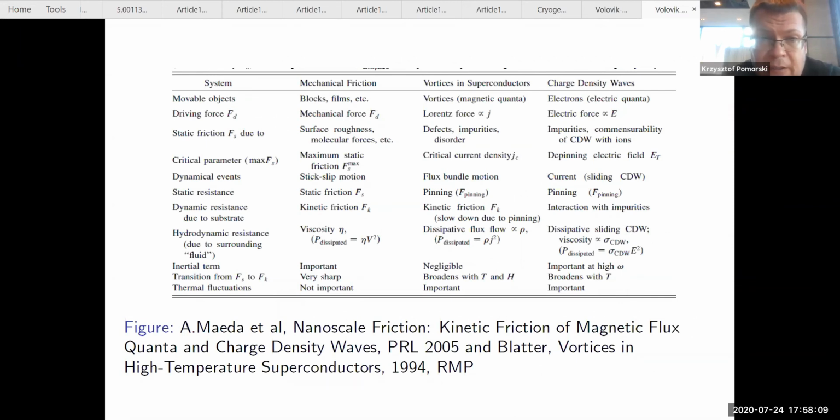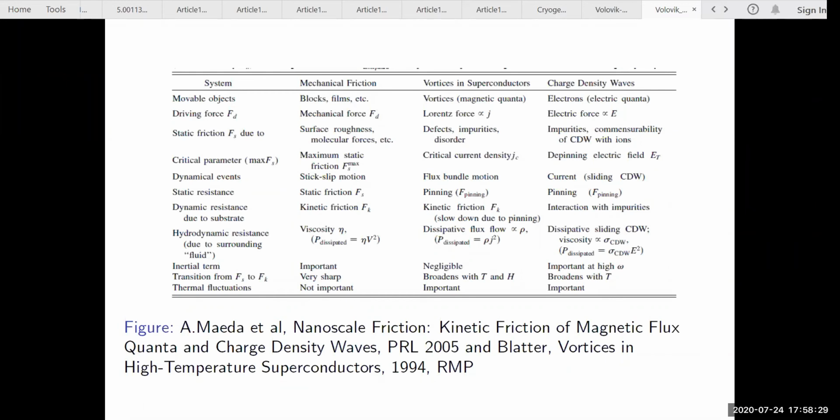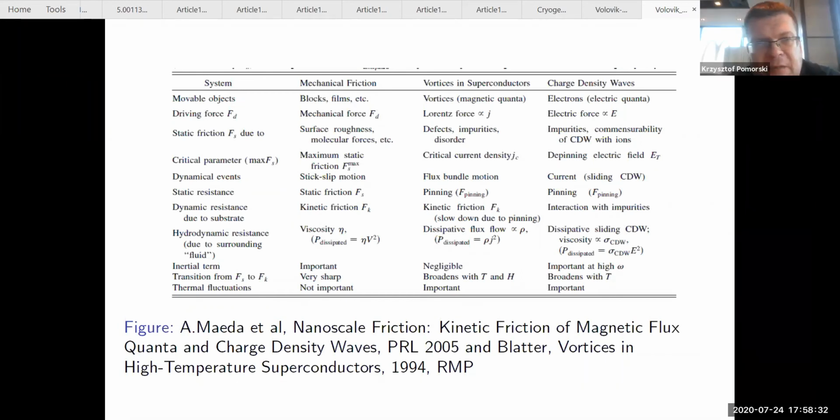In the case of a mechanical object, friction acts on it when it is placed on a surface, and there might be some driving force if you want to maintain this object's speed. So you have the analogy of a driving force, like a mechanical force, and its counterpart is the Lorentz force in the case of vortices in superconductors.